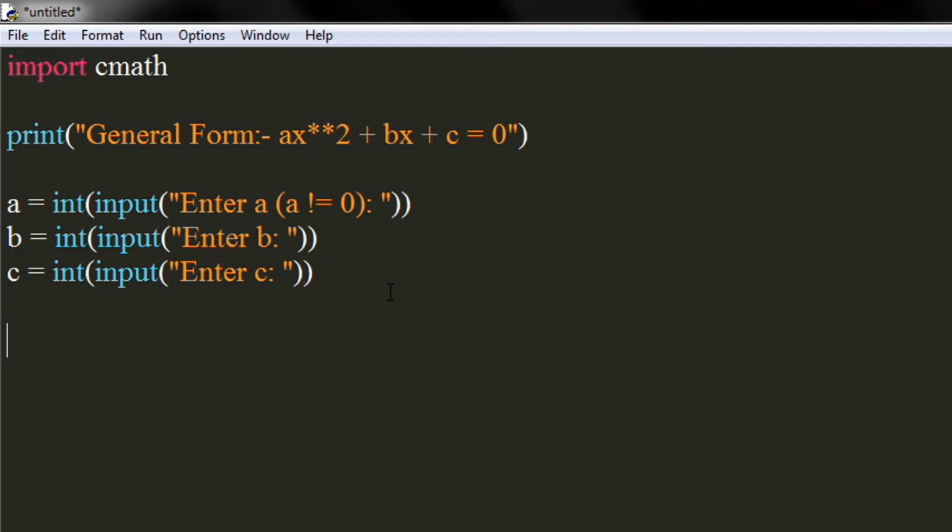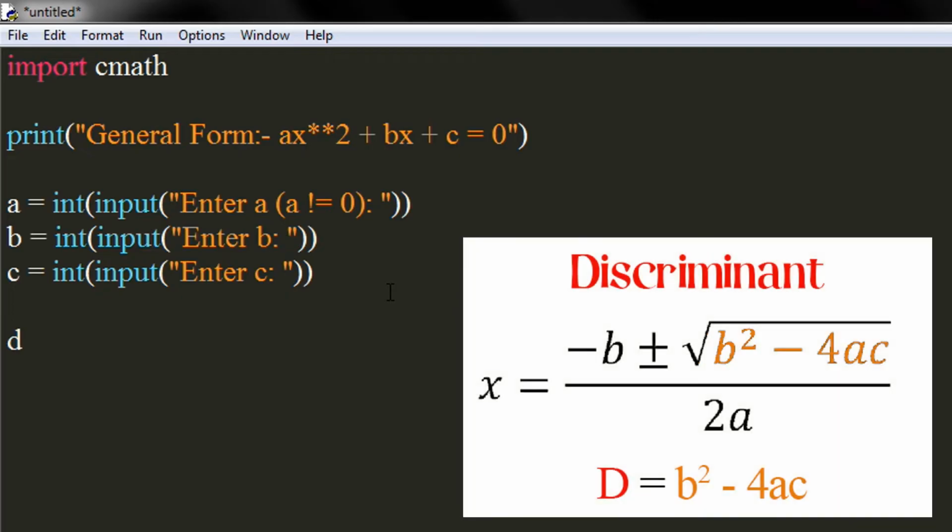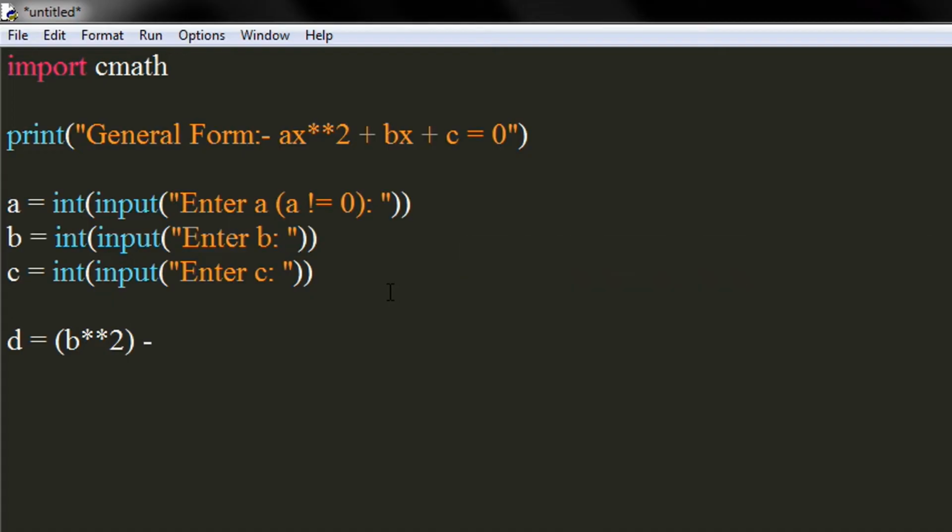Now, we will calculate the discriminant. The discriminant is that part of the quadratic formula which is under the square root. That is, the value of the discriminant is equal to b² - 4ac.